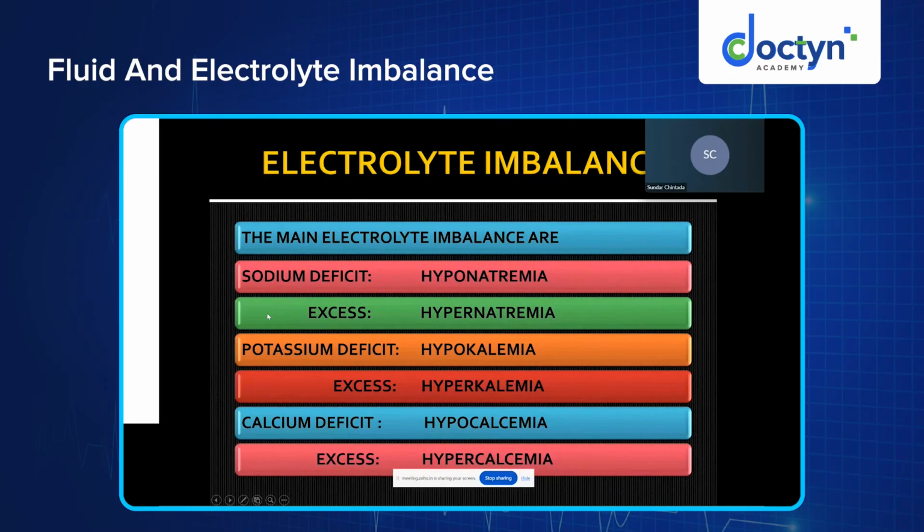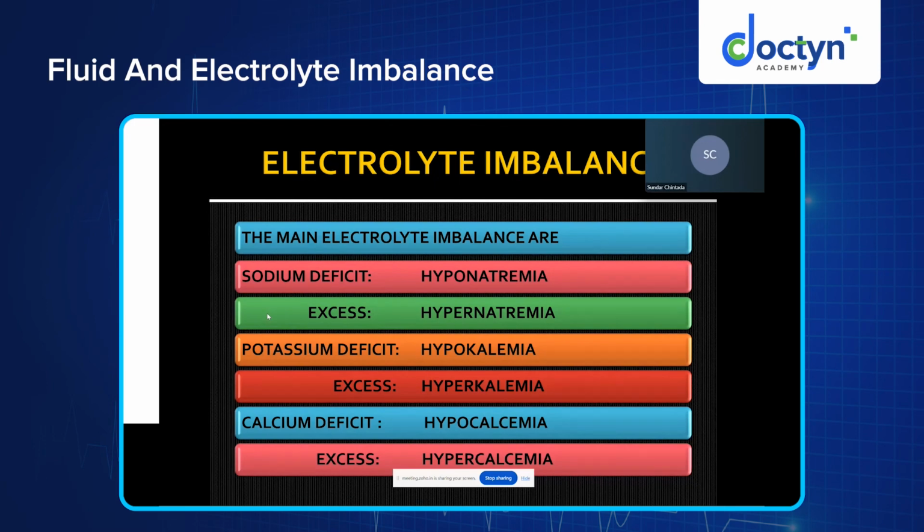The main electrolyte imbalances are three to four. You have sodium deficit, less than the sodium range which I talked about, that is hyponatremia. Sodium excess is hypernatremia. When do you call it a sodium deficit? When it is less than 135. Sodium excess is greater than 145. What about potassium? Potassium deficit is known as hypokalemia. Any value less than 3.5 is hypokalemia, and any value greater than 5.5 is hyperkalemia. Values between 3.5 and 5.5 of potassium are normal.